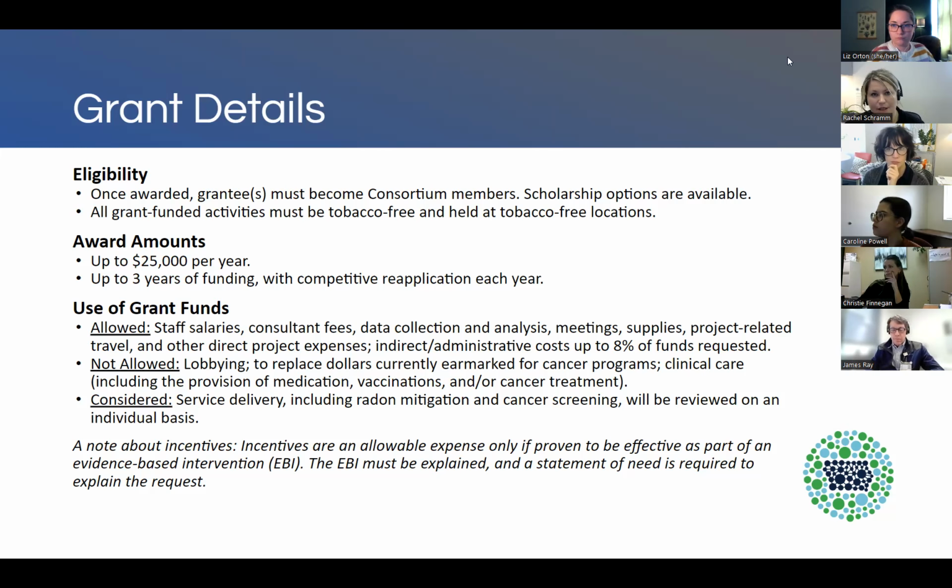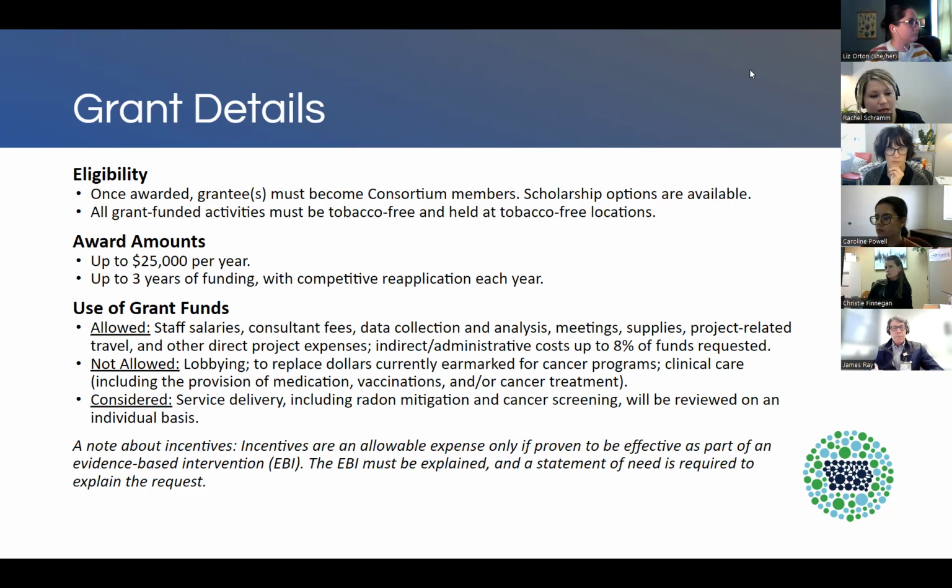funds to replace dollars that are currently earmarked for other cancer programs, and clinical care, including the provision of things like medication, vaccinations, or cancer treatment. However, we do have a gray area for consideration. The board will look at grants that specifically ask for things related to service delivery. That could include things like radon mitigation or cancer screening. Those will be reviewed on an individual basis.